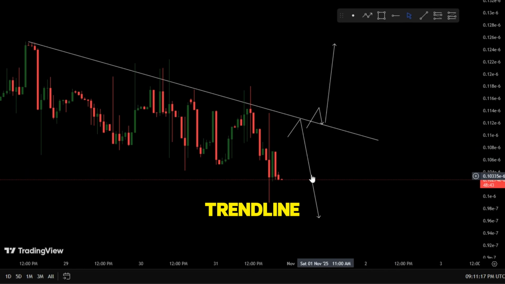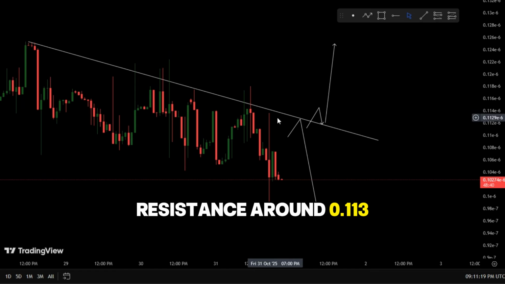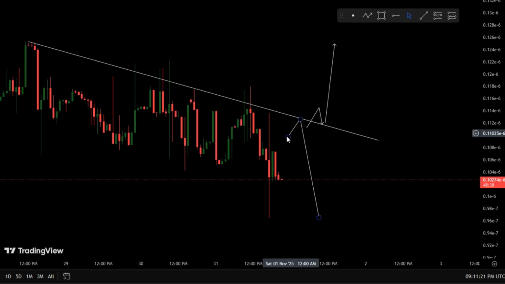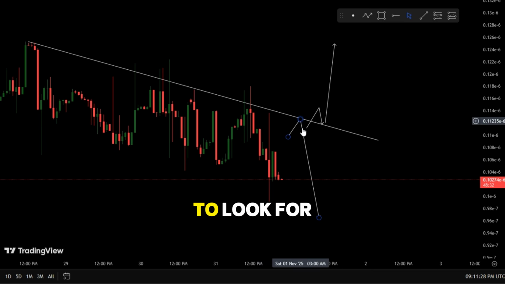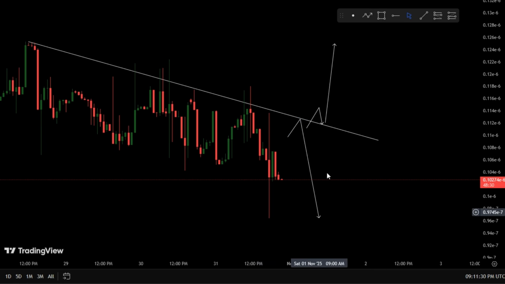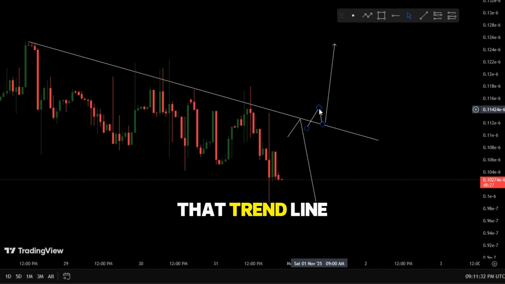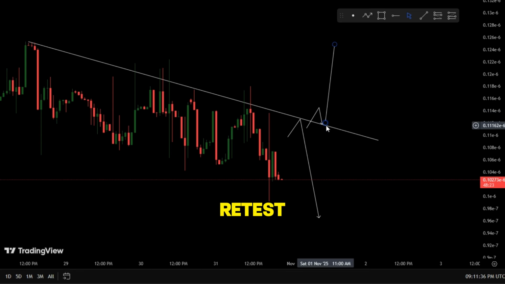We're watching the trend line resistance around 0.113 closely. If the price respects the trend line and forms a bearish candlestick, that's our confirmation to look for a sell down. But if the price breaks above that trend line, then buyers gain control and we wait for the retest before entering a buy position.